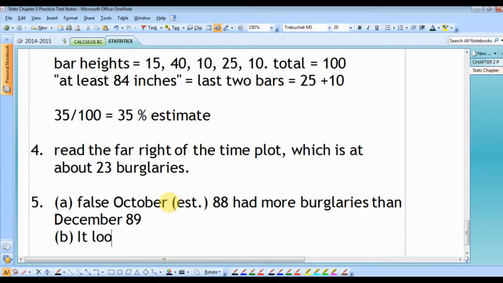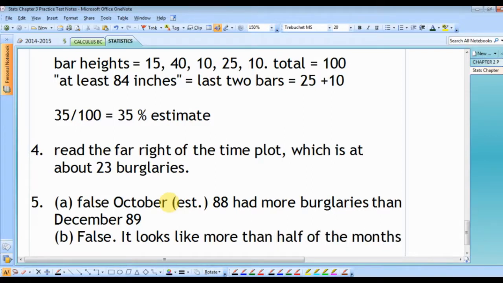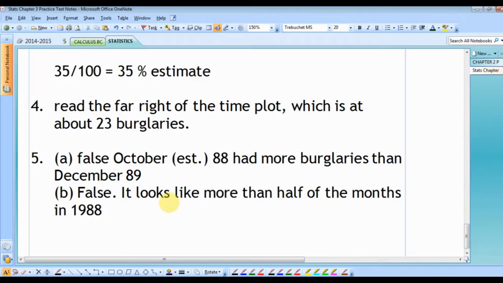It looks like more than half of the months in 1988 had fewer than 25 burglaries. Reading this graph, how do you know where 88 starts and where 89 starts? Draw a vertical line up from January 1988 and then up from January 1989.